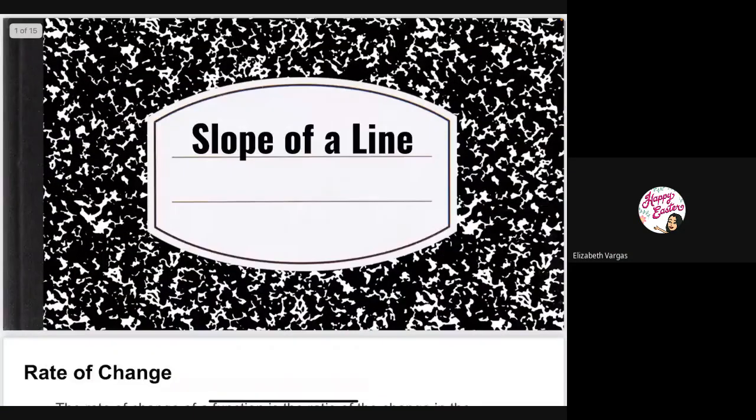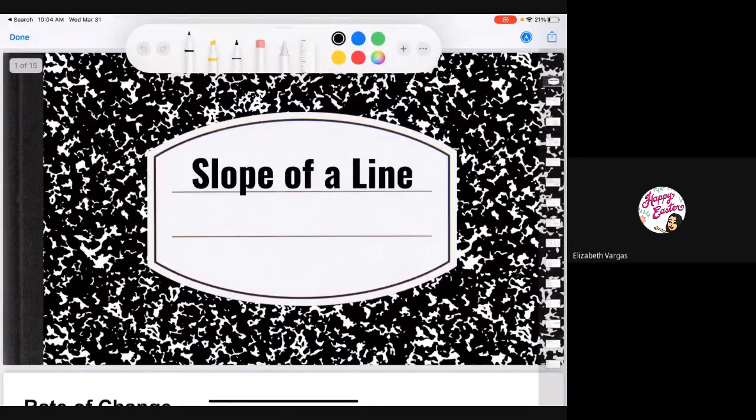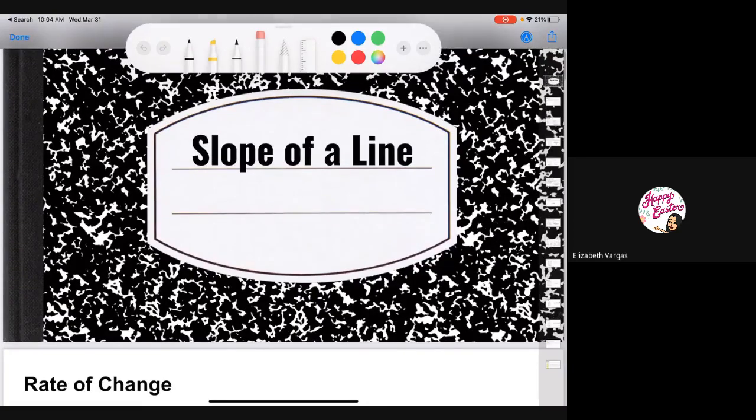Okay, so today we're going over slope of a line. This takes us into Unit 3, which means we're halfway done with our lessons. There's only 6 units in this class. So, slope of a line.